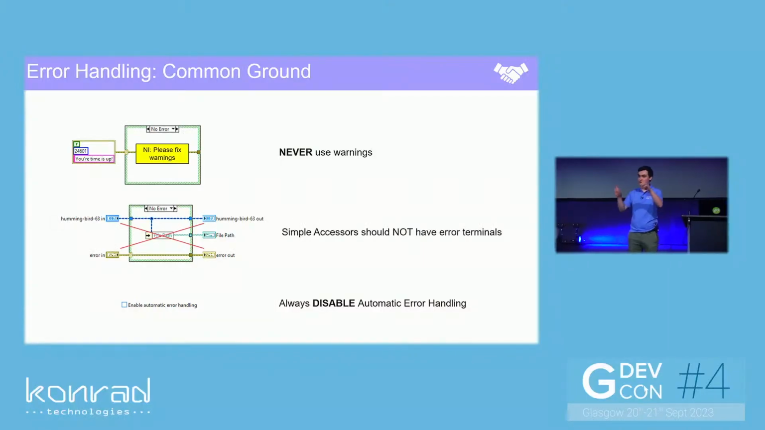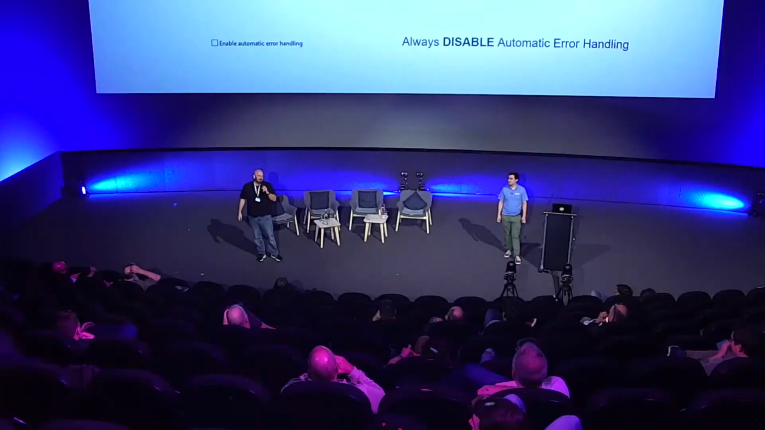I'll have my 32 by 32 icon for accessors. And I think... Yeah, property nodes just don't.